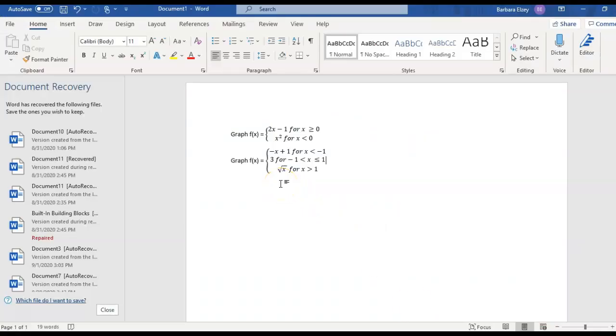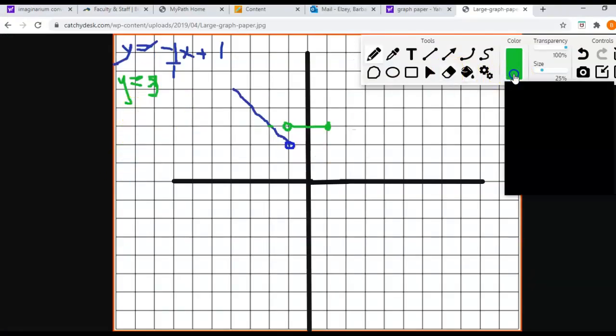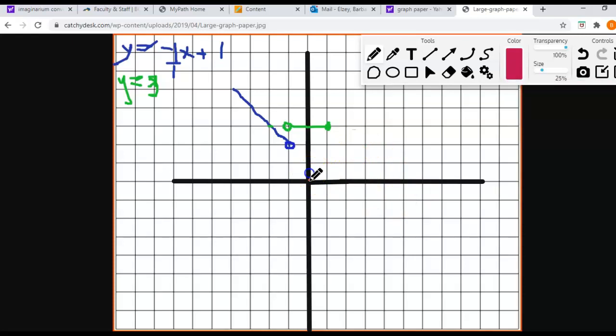We have the square root of x. That's one of our library functions. So let's graph the square root. And I'll change colors again just so we can distinguish. Oh, pink, why not? All right, so recall that the square root was this rising picture. And it looked like a hill, kind of like this. All right, so there's our square root graph.